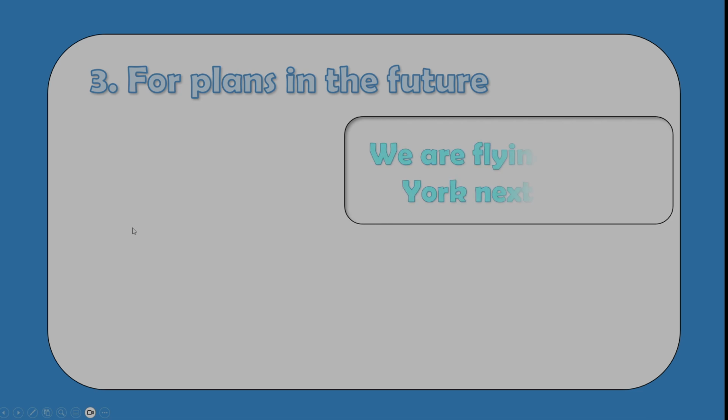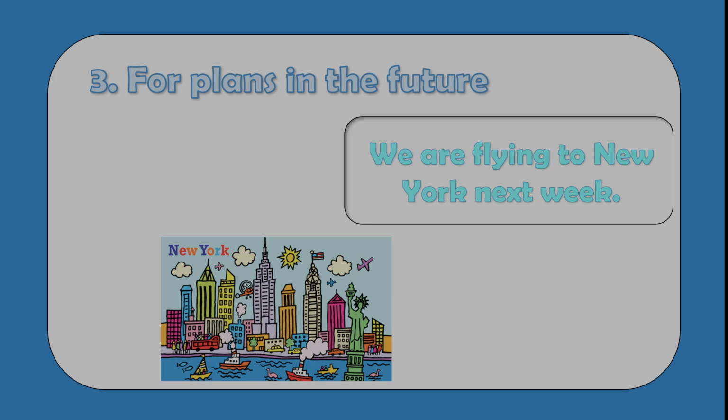Three, for plans in the future. Even though the present progressive describes an action that is happening at the time of speaking, we can also work with this tense to describe future activities. All right, but for a future activity we must include some time expressions, because it might be a little confusing for the listener, who might think that you describe an activity happening right now, but it's not. So we need to include a time expression that refers to the future. In this case, you see this picture, so we say we are flying to New York next week.